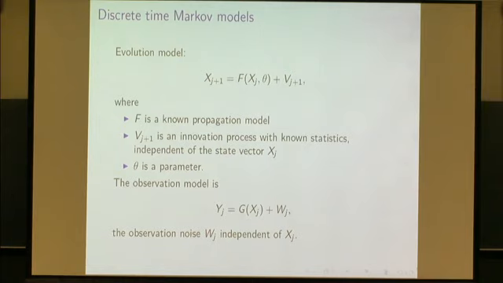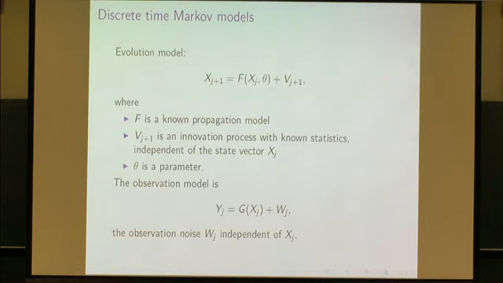So, as usual, in this context we would think about an evolution model where the state at the next time step, j+1, is a function of x_j and theta, and then there is an innovation process. Normally, but that's not going to be the case for us because we have more uncertainty here, f is a known propagation model, known in form but not in all of the details.